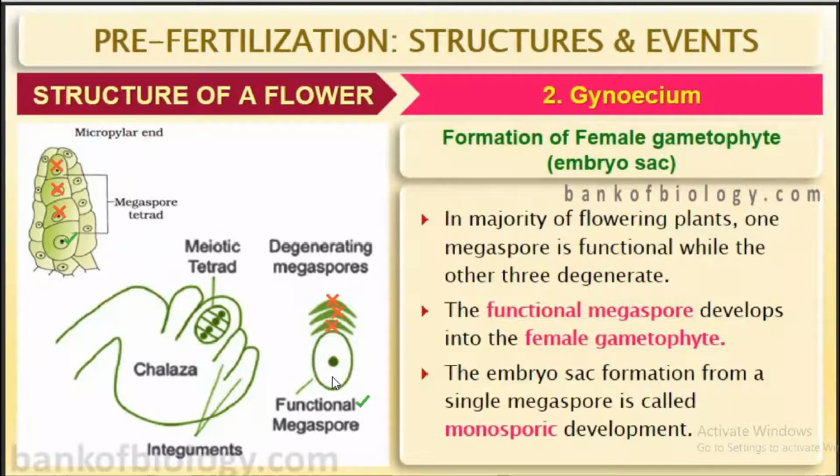So the functional megaspore develops into the female gametophyte. The female gametophyte is the embryo sac. So it is known as monosporic development of embryo sac. Why is it known as monosporic development? Because it is developed from one functional megaspore. So the embryo sac formation from a single megaspore is called monosporic development.